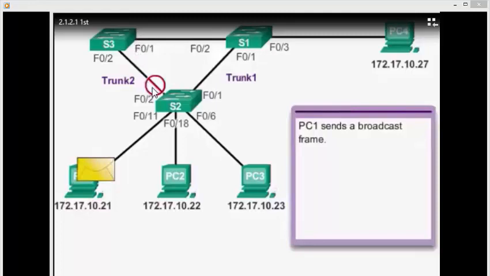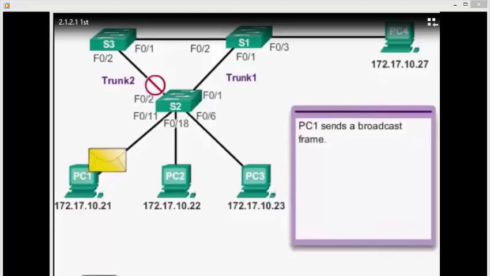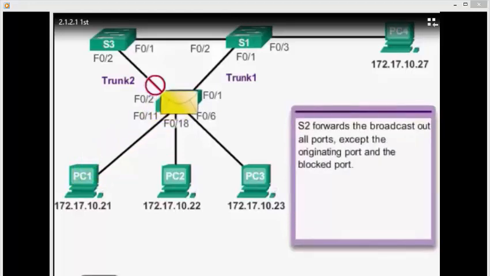And when switch 2 receives this frame, it drops it because this trunk has been blocked. This is the blocking port, and this is how switch 2 prevents the loop from forming. Now let's take a look at the video. PC1 is sending a frame to switch 2, and switch 2 forwards the broadcast out all ports except the originating port and the blocked port.